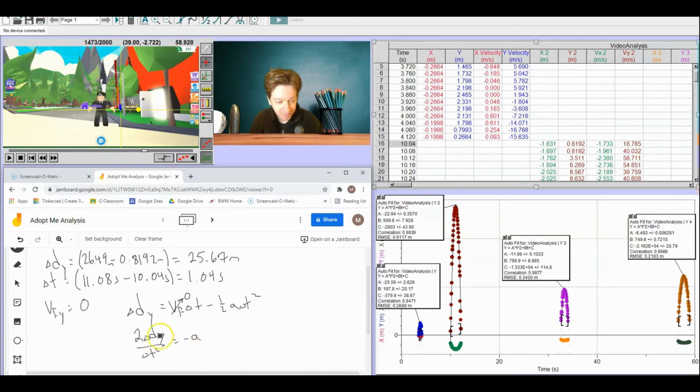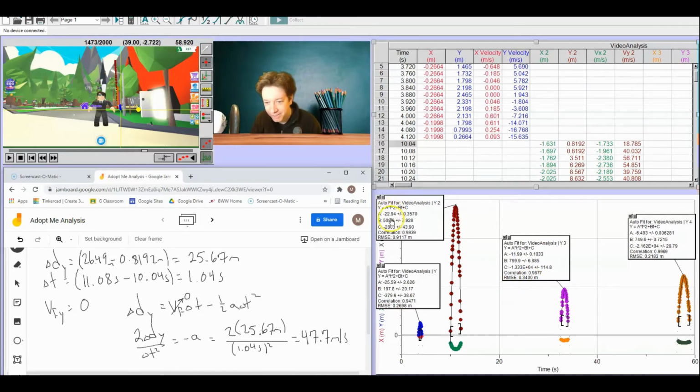All right, so let's sub in. I'm just going to do this over here because I've run out of space. 2 times delta dy, which we've calculated, is 25.67 meters, divided by time squared, which is 1.04 seconds squared. And that gives us 47.7 meters per second squared. So a would be negative 47.7 meters per second squared, compared to the negative 9.8 meters per second squared here on Earth. So yeah, about 5 times as strong.